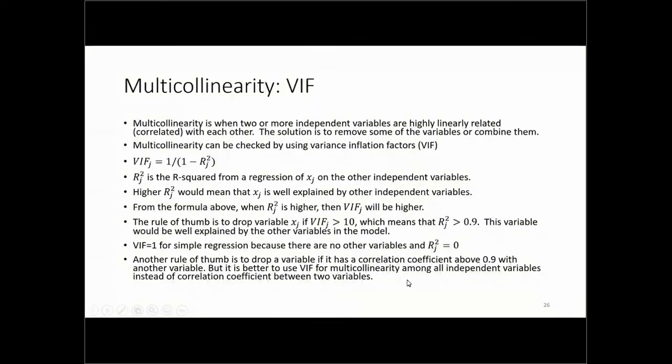I also would like to talk about the fact that some people use correlation coefficients to decide whether to keep or drop variables from the model. The rule of thumb is that a correlation coefficient above 0.9 with another variable would result in this variable being dropped from the model. But in general, it's better to use the VIF for multicollinearity because it accounts for relationships among all independent variables, whereas the correlation coefficient only looks into the correlation between two variables.